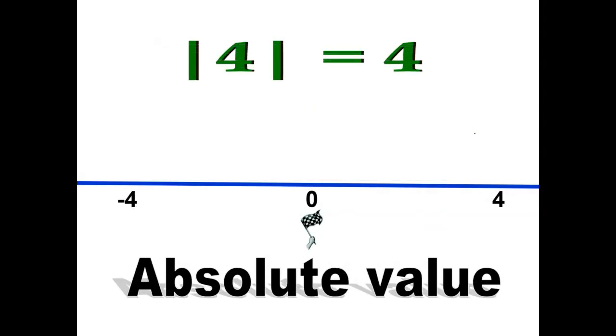The absolute value symbol is the 2 vertical lines. So if I have to read this, I can read this as the absolute value of 4. What this means is the distance between 0 and 4. How many miles? It's 4 miles. So the parenthesis, keep in mind, is different than these 2 vertical bars. The 2 vertical bars with the number inside mean the absolute value.